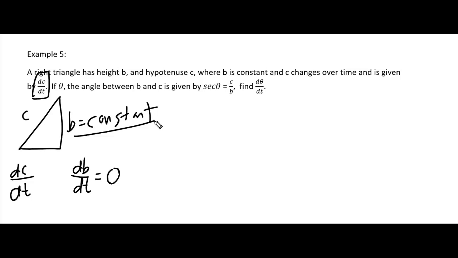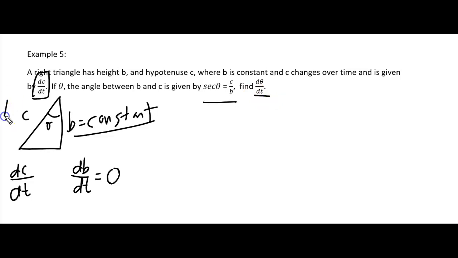Now, it says the angle between c and b, which we'll call theta, is given by this, which is totally rational. We know that. That's secant, which is adjacent over hypotenuse. I'm sorry, hypotenuse over adjacent. So there we have it. They want us to find d theta dt.